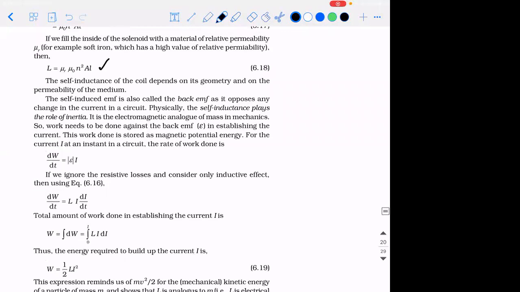Now see, the self-induced EMF is also called back EMF, as it opposes any change in the current in the circuit. So basically, self-inductance plays a similar role to inertia. Have this point in your mind.